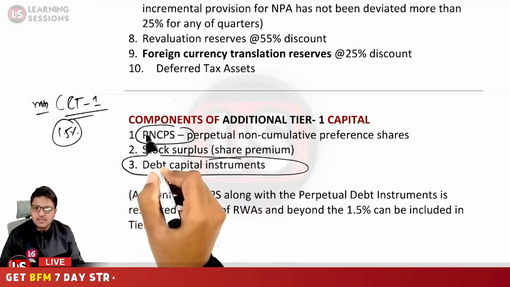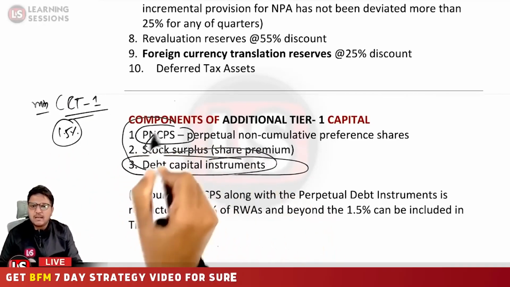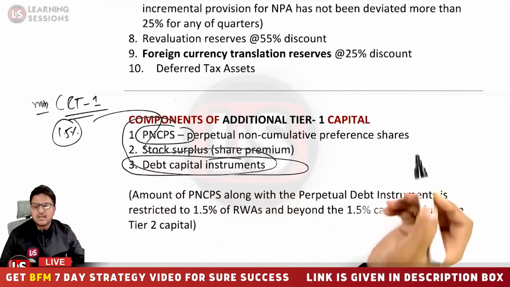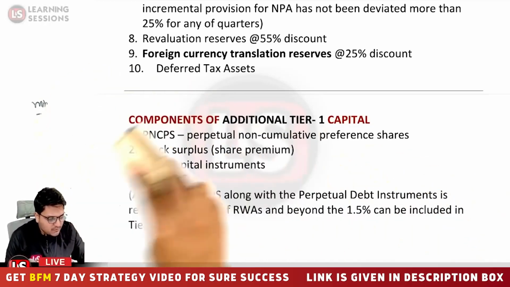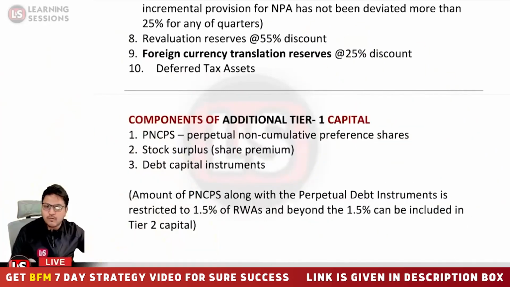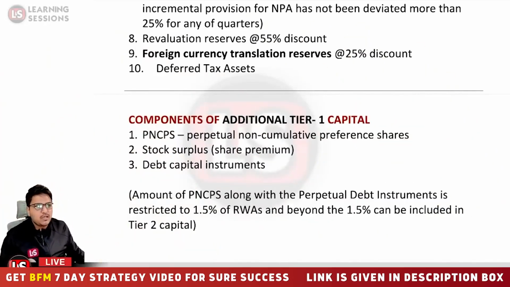And if there is any surplus of PNCPS and the debt instruments, that will basically be considered as a part of the tier 2 capital. Are you getting this point over here? So these are the components of the additional tier 1.